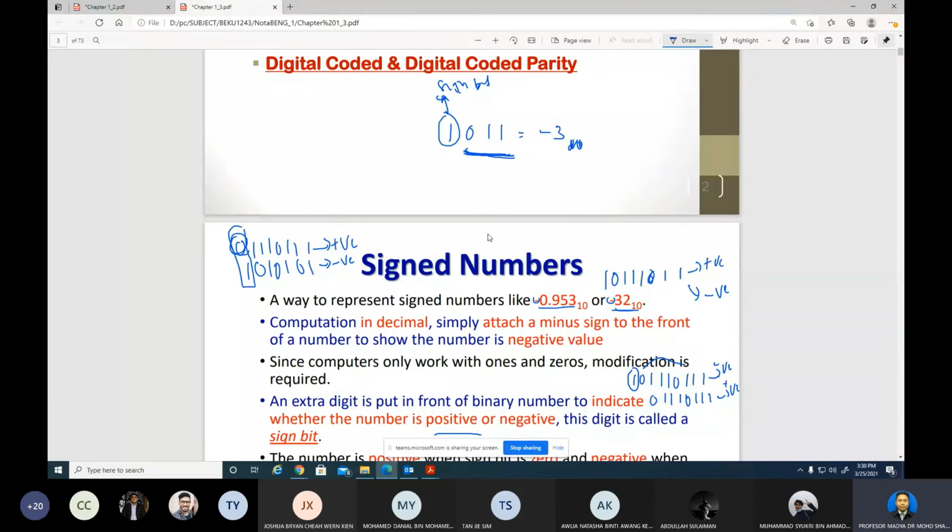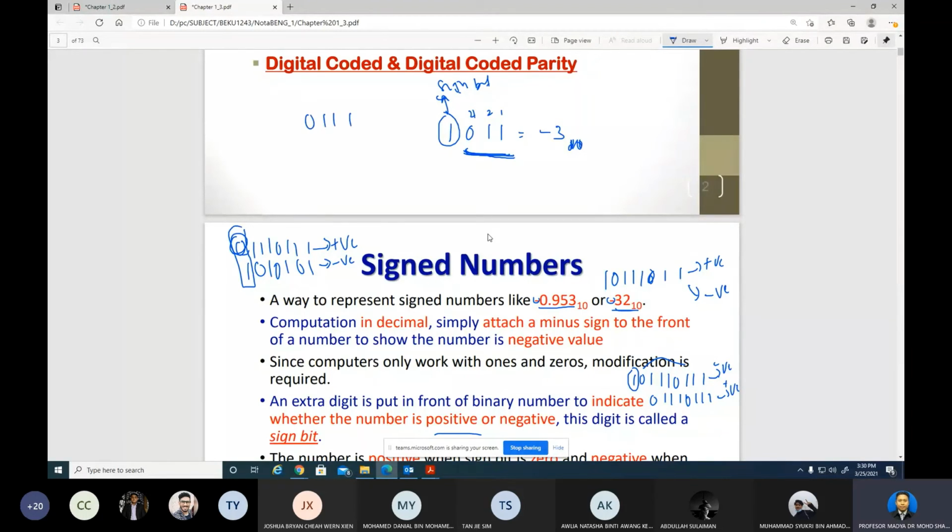Okay, 0 1 1. This is 2, this is 1, this is 4. That means the total is 3, so the answer will be negative 3. So negative 3 will be represented like this. Or maybe we have 0 1 1 1.